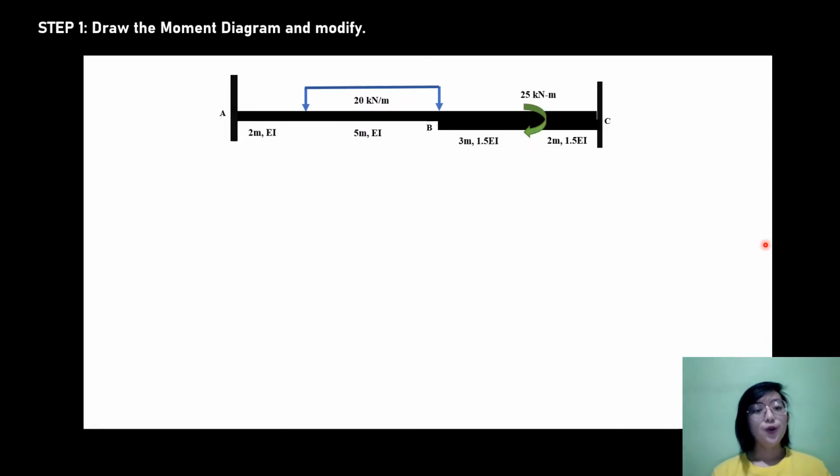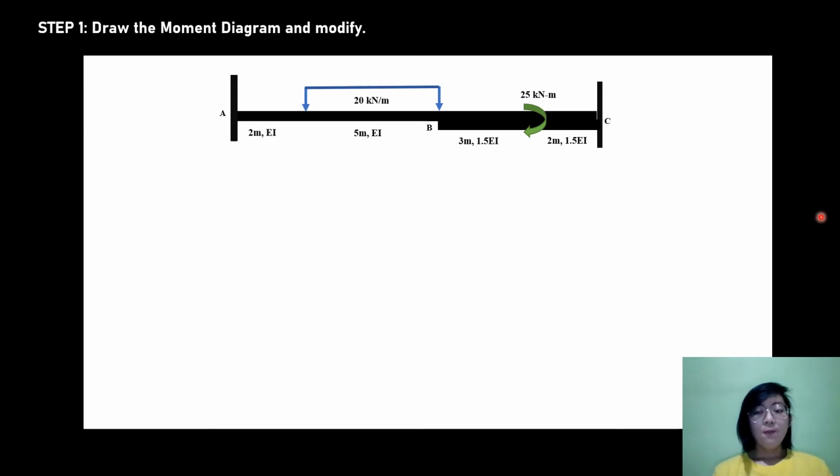So step 1, draw the moment diagram and modify. Imo-modify natin siya kasi non-prismatic yung beam. Meaning, hindi same yung properties ng entire span. For this specific problem, yung span AB, EI lang siya. Tapos yung span BC, 1.5 EI. So, kailangan natin siyang i-modify. After natin kunin yung moment niya, i-modify natin siya. So, meaning M over EI yon.